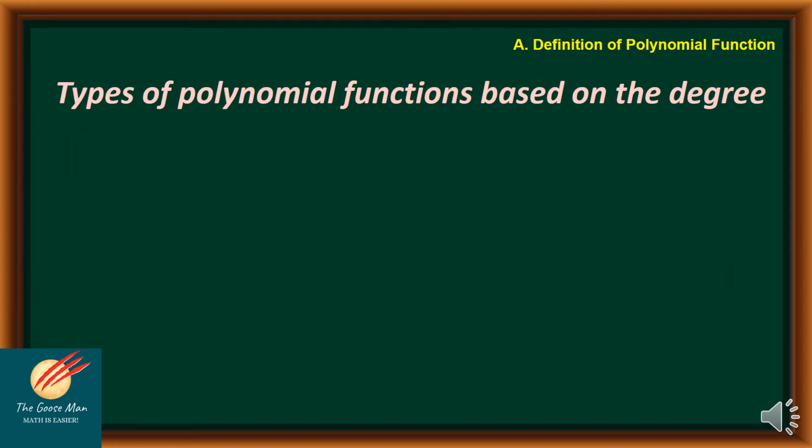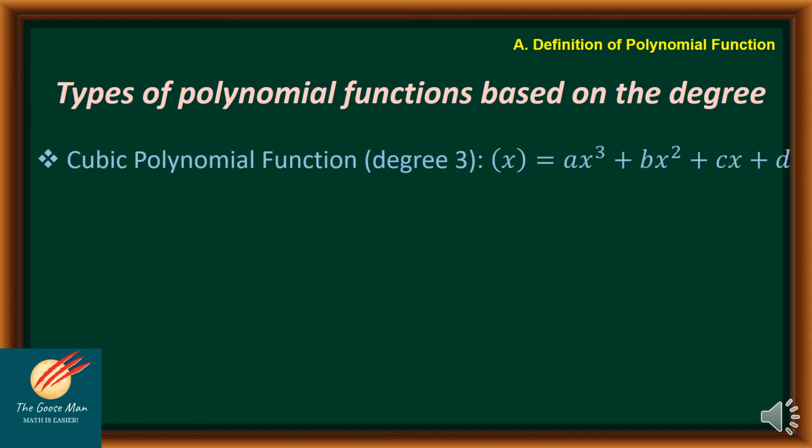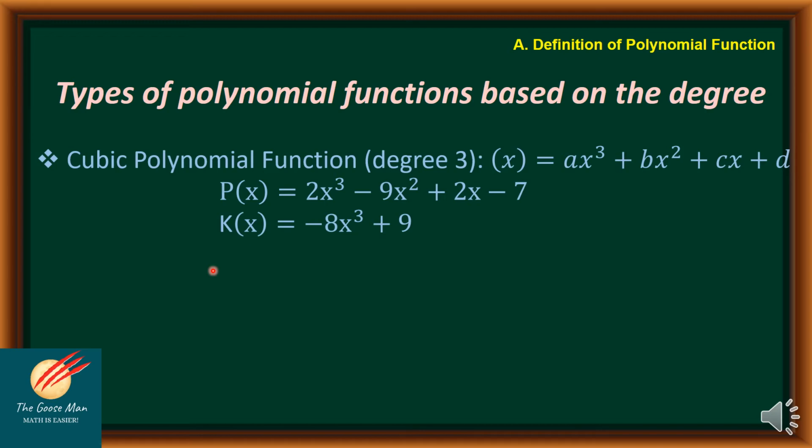Another type of polynomial function is the cubic polynomial function that has a degree of 3. This is in the form of ax cubed plus bx squared plus cx plus d. Our example is p of x is equal to 2x cubed minus 9x squared plus x minus 7. Another example is k of x is equal to negative 8x cubed plus 9. As you can observe, we have missing terms. What is more important is we have 3 as the highest exponent.